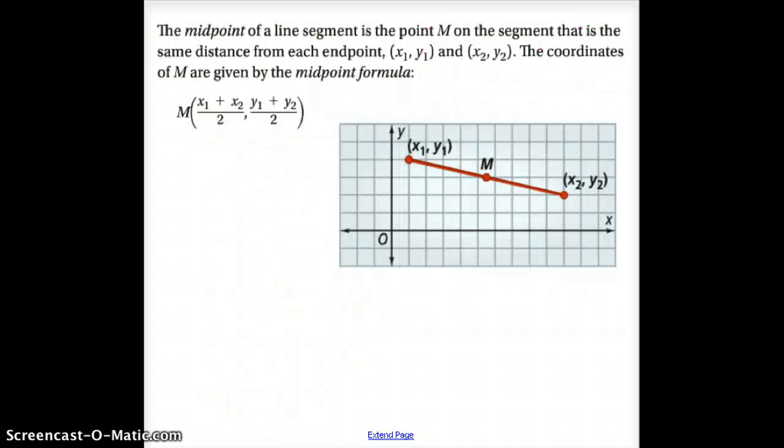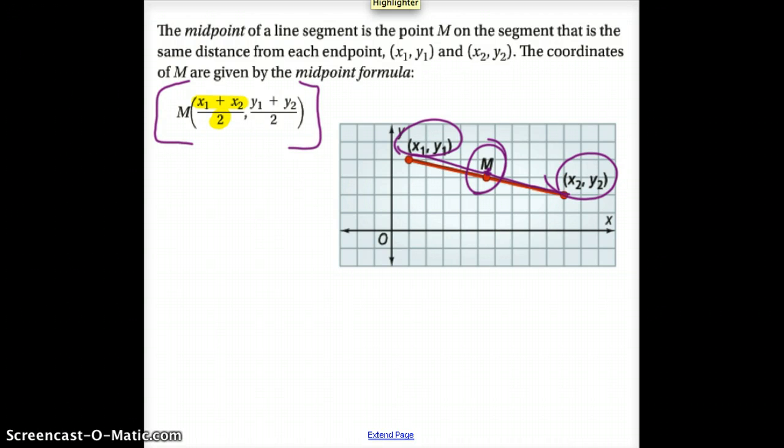Now, the midpoint of a line segment is the point M that is the same distance from this endpoint as this endpoint, meaning it's in the exact middle. So, basically, if they give you coordinates for the two endpoints, we can find this midpoint value with this formula. Notice they are adding the x's, dividing by 2, adding the y's, dividing by 2. Your answer, because it's a point on the graph, is going to be in coordinate form, some x and y.